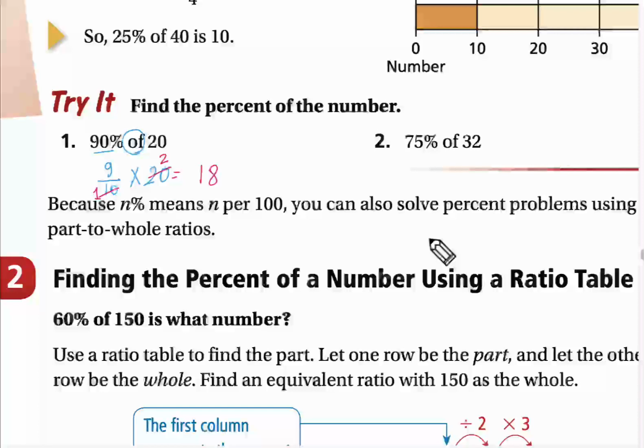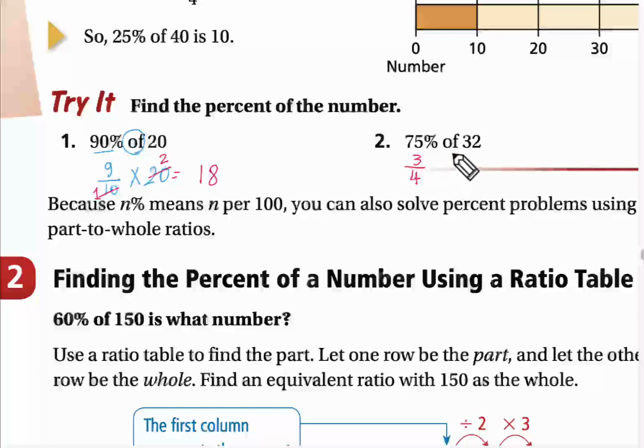75% of 32. Write the 75 as a fraction. 75% is 75 out of 100. Great, in the simplest form? We know that 75% is 3/4, Ibrahim. I told you that many times. Yes, you can divide by 25, but we know it.